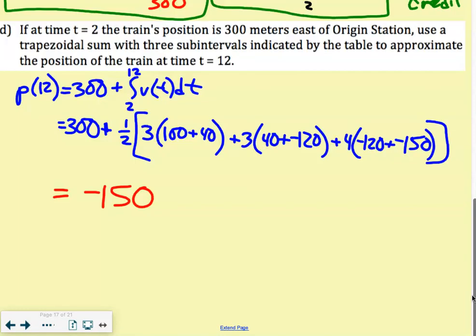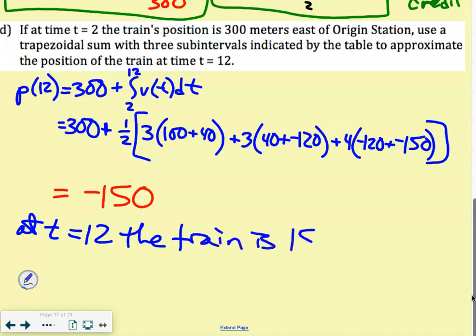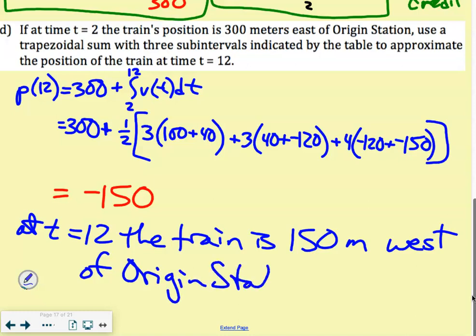You had a calculator. Just so you know, this was negative 450 plus 300, which gives you negative 150. So if you wanted to write it nicely, you would say at t equals 12, the train is 150 meters west of origin station. This was an AP problem, in case you're wondering.